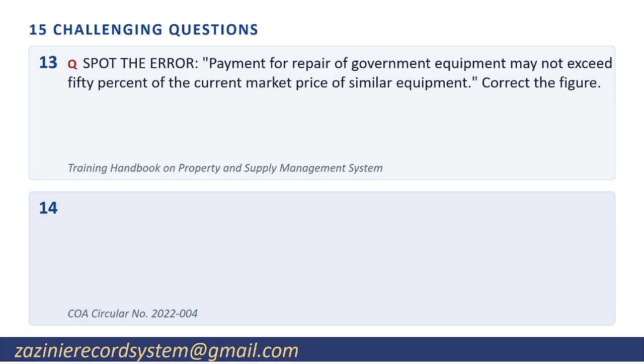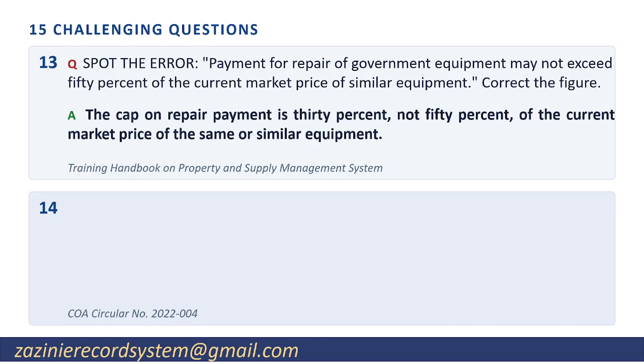15 challenging questions. Number 13. Q. Spot the error. Payment for repair of government equipment may not exceed 50% of the current market price of similar equipment. Correct the figure. The cap on repair payment is 30%, not 50%, of the current market price of the same or similar equipment.